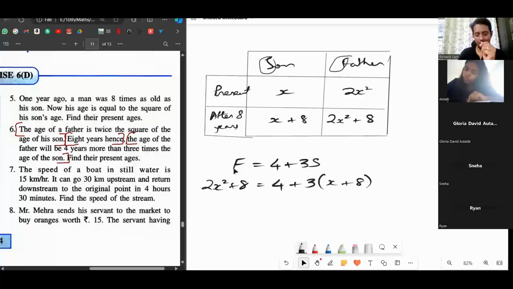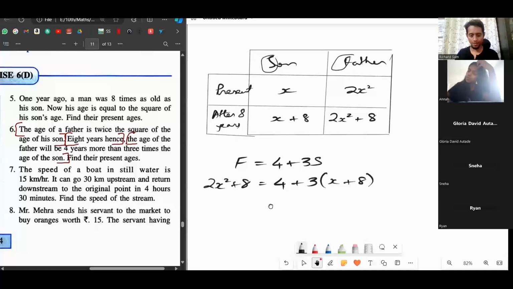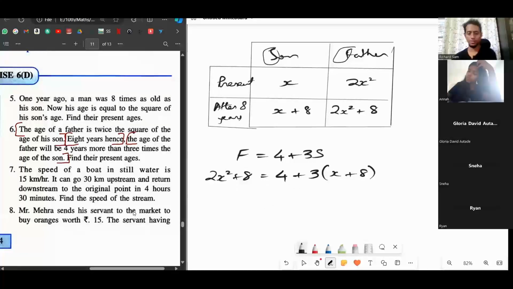That means the father's age f will be equal to 4 years more. That means 4 plus what? Plus 3 times the age of the son. 3 into the age of the son. That's how we get our equation. Father is equal to 4 more than 3 times the age of the son. So 4 plus 3 into s. In place of f, we'll put the father's age, 2x squared plus 8. And in place of the son's age, we'll put x plus 8. That's how we get our quadratic equation. Yes, now we'll simplify this equation.